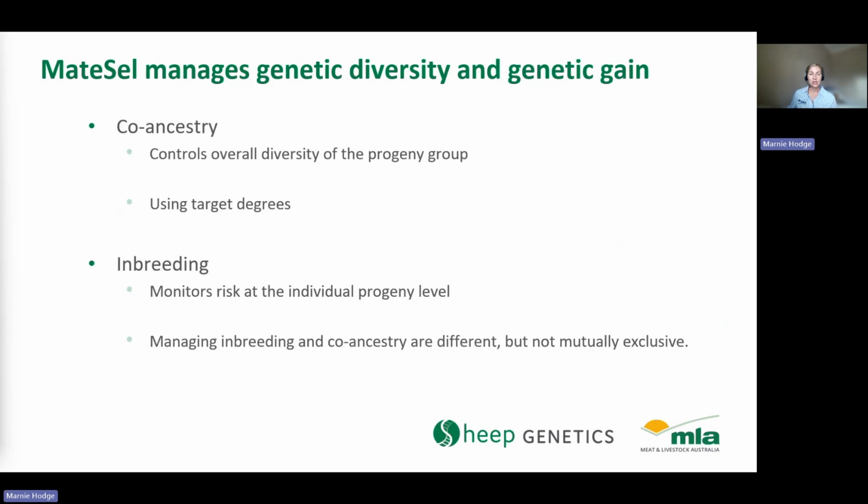We don't want inbreeding to get too high in a population because high inbreeding leads to less genetic diversity and more potential abnormalities that come as a result of that. So MateSel wants to manage inbreeding and co-ancestry a little bit differently, but they are not mutually exclusive. We can control the lever of co-ancestry and then therefore control the lever of inbreeding as well within a population.